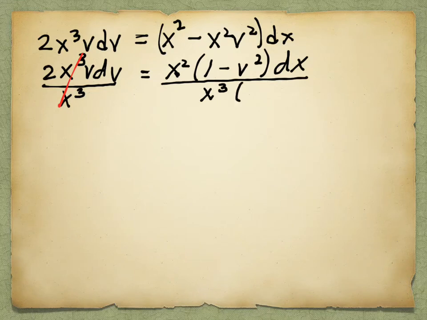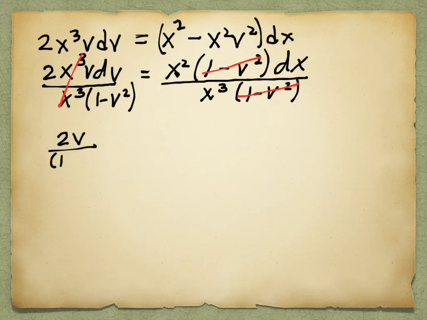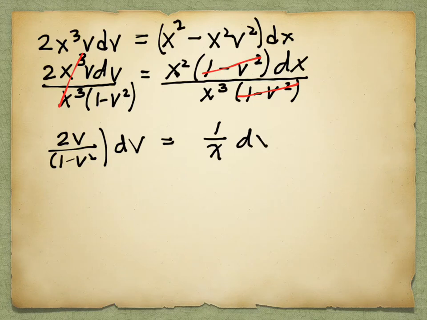Yes. So I'm going to divide by 1 minus v squared, which will mean, again, on the right now, I no longer have any v's. But on the left, I still have some v's. So simplifying what I have here now, I have 2v over 1 minus v squared dv equals, and how is the x squared over x cubed going to simplify? 1 over x. I'm going to put my dx at the back. You could put it on top if you want.